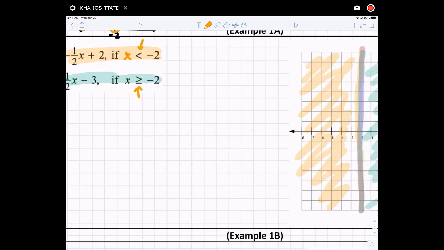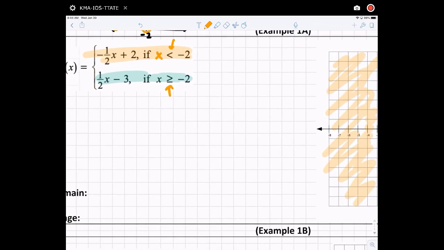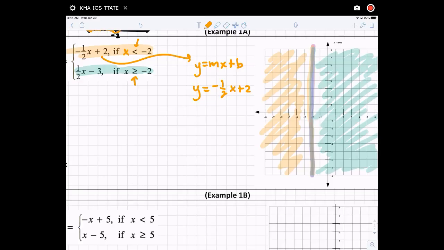Let's graph this first one. If you had this line, let me change it into slope intercept form, mx plus b. This would be y is equal to -1/2 x plus 2. Alright? Let's ignore the -2 as our splitting point. How would you graph this if we had a normal function to graph? What would you start with? The +2, yes? That would be your y-intercept.